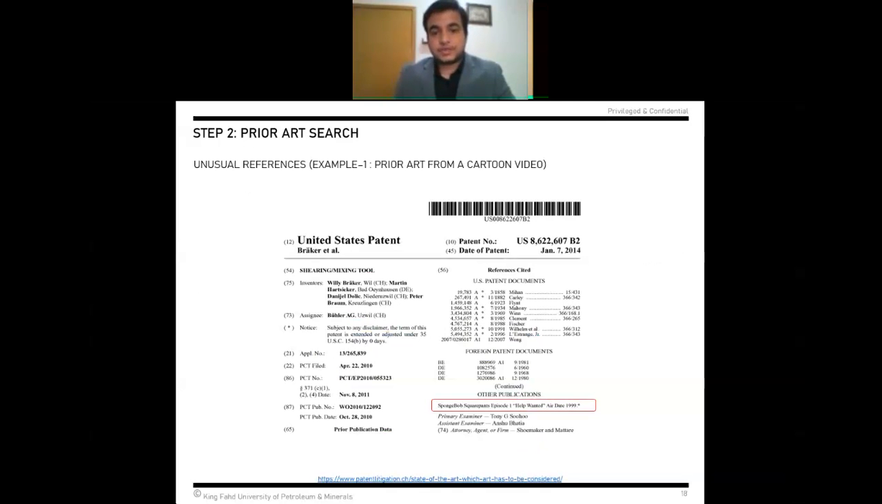This is the US patent, as you can read here. If the text is readable, you can see the examiner cited that SpongeBob SquarePants episode 1, Help Wanted, air date 1999, was cited as a prior art.